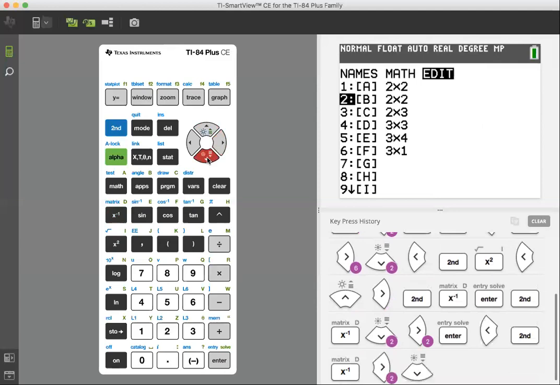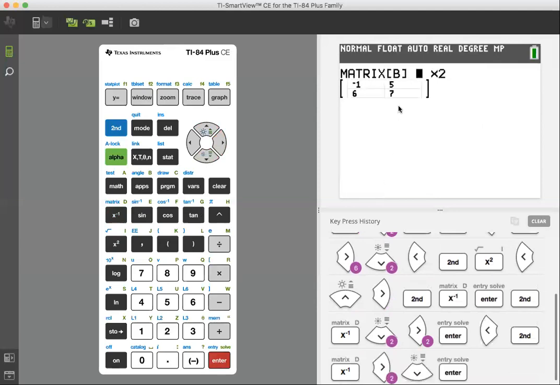So make sure you scroll all the way over to edit and then go to B. You need to make sure it's also a 2 by 2 matrix and make sure it goes -1, 5, 6, 7. A common mistake is we lose the negative. If you lose the negative, you will not get the same answer as me. So make sure that this looks exactly like the matrices that I have and the matrices that were on your notes.